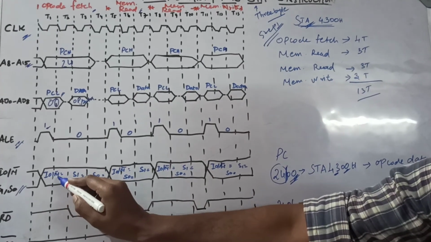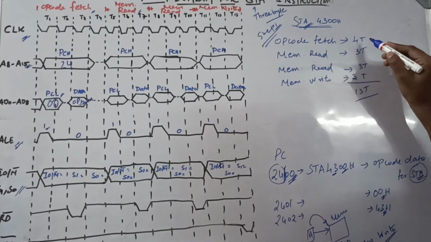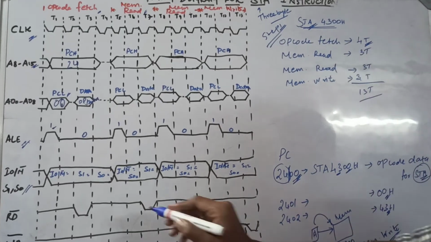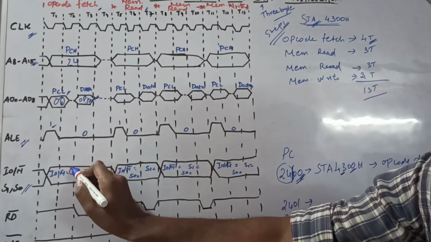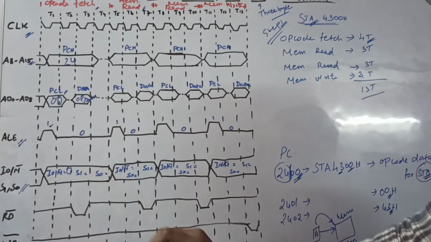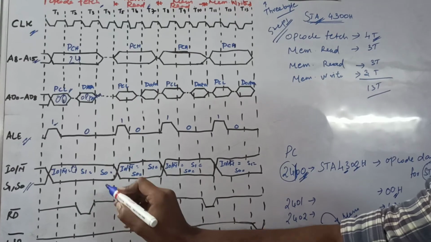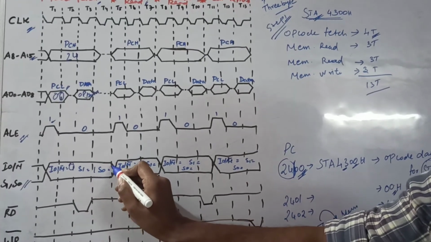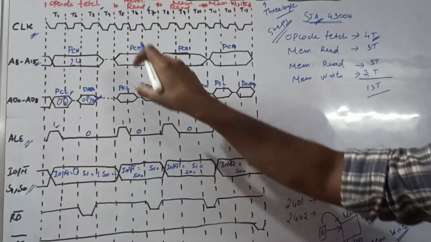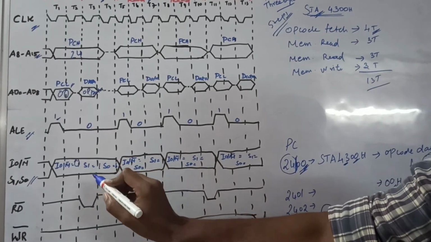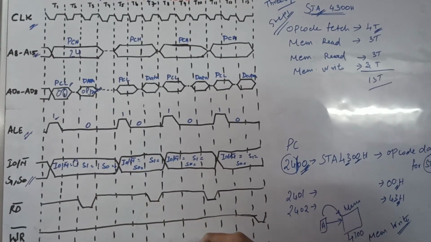So here IO/M bar, you can get the data from the memory location. You can get the opcode value from the memory location, so here you put 0. 0 represents getting the value from the memory location. The S1 and S0 values, both are 1, because in this cycle you can get only the opcode value. So S1 and S0 values are 1.